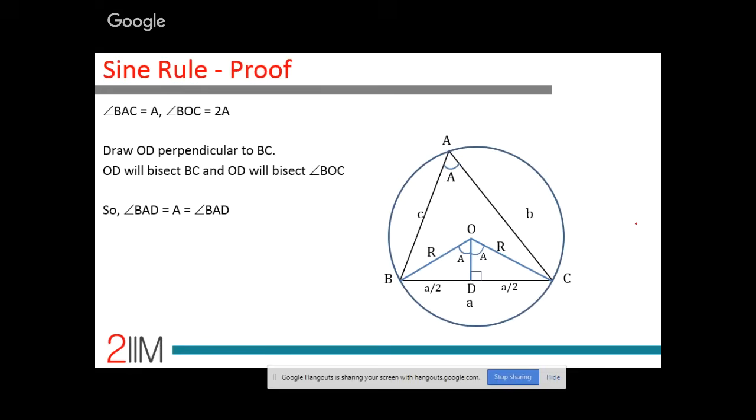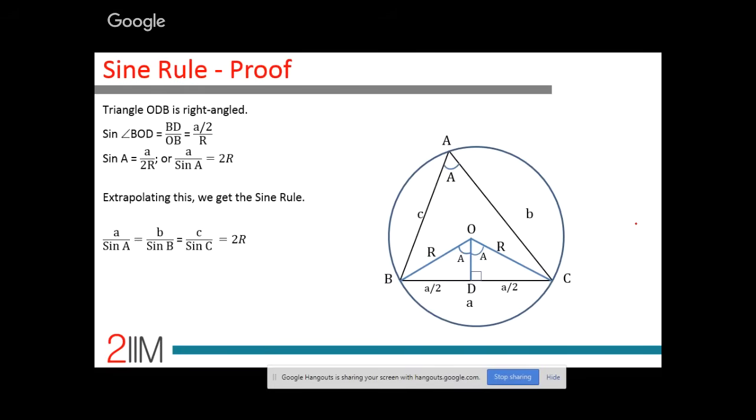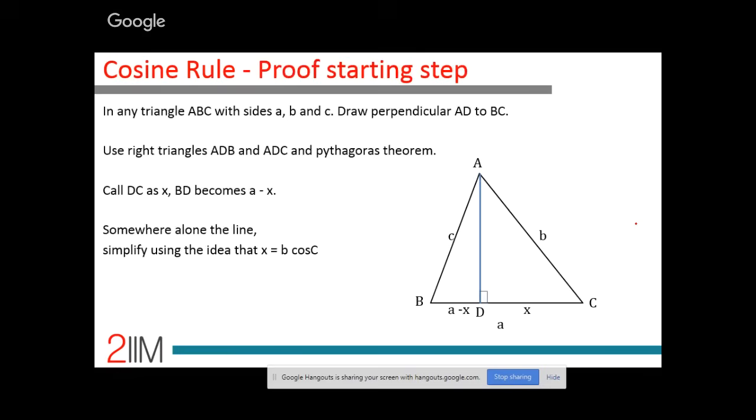So what is sine of angle DOC? a by 2 by R, opposite by hypotenuse. Or sine A is a by 2R. Or a by sine A is 2R. If a by sine A is 2R, b by sine B, c by sine C will all be 2R. That is the proof for a by sine A equals b by sine B equals c by sine C equals 2R. To prove the sine rule, you draw the circumcircle and then simplify after that. Let's go back to the area of a triangle.